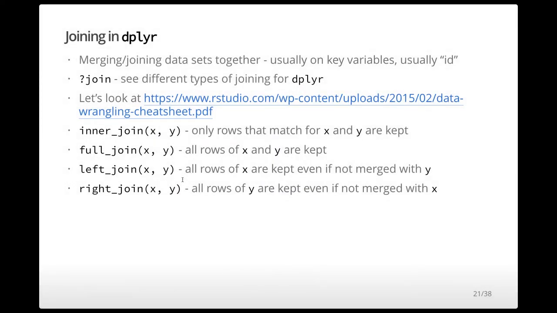So merging and joining data sets works on a set of key variables. They have to be identical to match up. If you do question mark join, you'll see all the different types of joins in dplyr. These are the ones we'll really cover. Inner join, right? When you join two things up, it keeps the records where X and Y match up. Everything else where they don't match is gone.